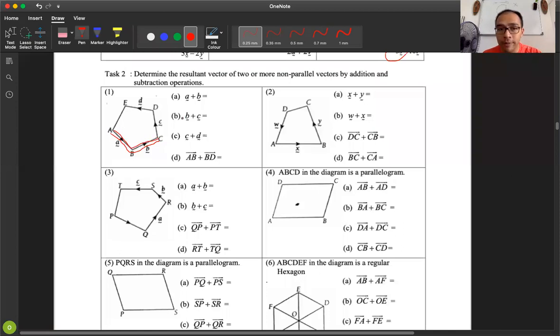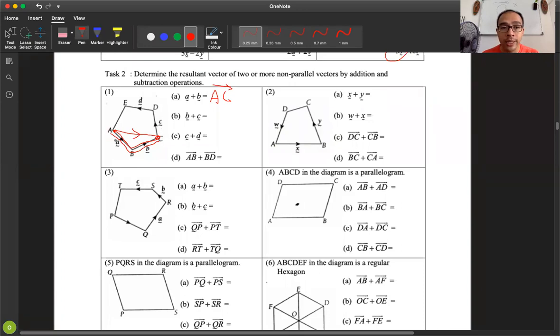So in short, the ship actually traveled from point A all the way to point C in this direction. Therefore the answer to this would be vector AC. Vector A plus vector B is equal to vector AC. Okay, this rule is very important. It's called the triangle rule.